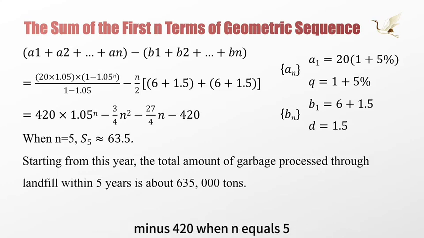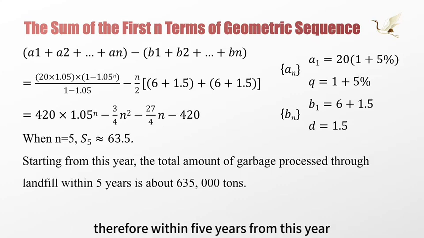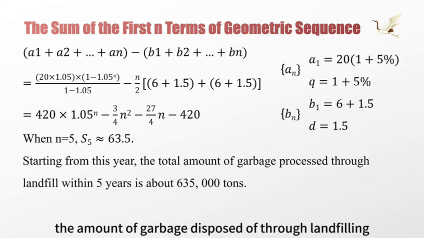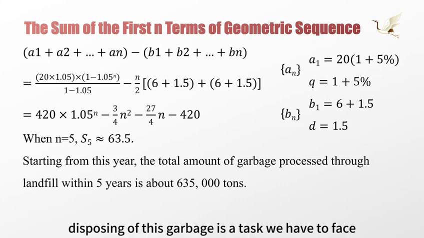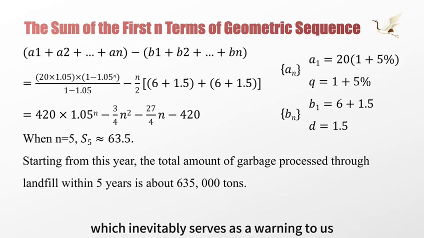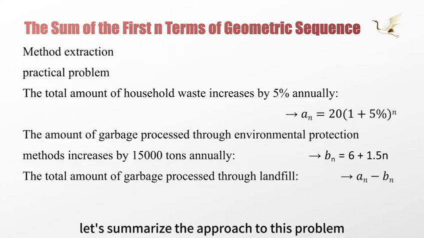When n equals 5, we can calculate that S5 is approximately equal to 63.5 using a calculator. Therefore, within 5 years from this year, the amount of garbage disposed of through landfilling will be approximately 635,000 tons. Through calculations, we have come to understand that the amount of garbage generated annually from daily life and production is a staggering figure. Disposing of this garbage is a task we have to face, which inevitably serves as a warning to us. Let's summarize the approach to this problem.